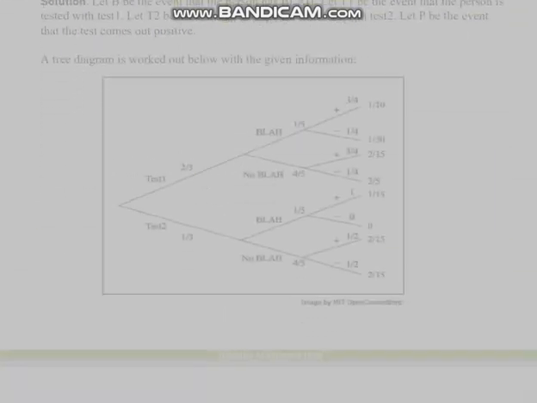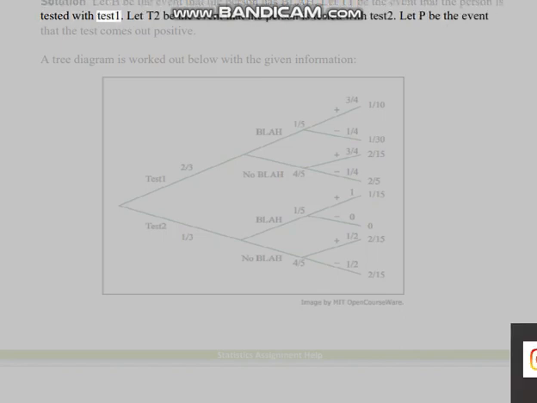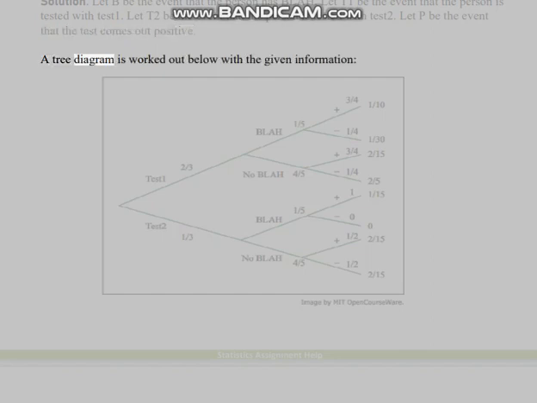Solution. Let B be the event that the person has blah. Let T1 be the event that the person is tested with test 1. Let T2 be the event that the person is tested with test 2. Let P be the event that the test comes out positive. A tree diagram is worked out below with the given information.